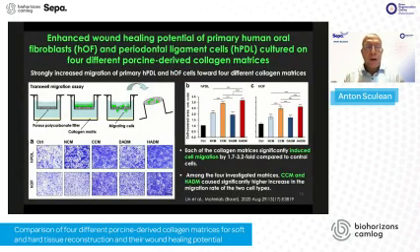Then, of course, we wanted to know what is going to happen with the cells. What kind of cells are present in the wound? Of course, we have soft tissue cells, for example, periodontal ligament fibroblasts, or we have also gingival fibroblasts. And we wanted to know how is the behavior of these collagen matrices when they interact with these cells.